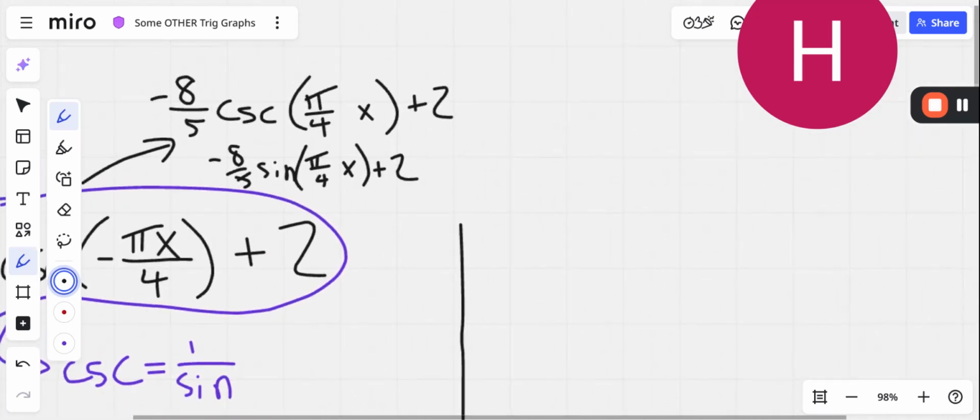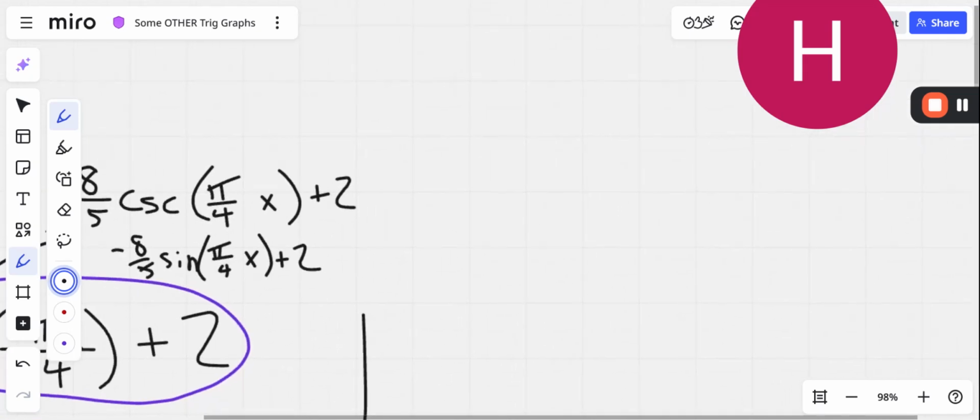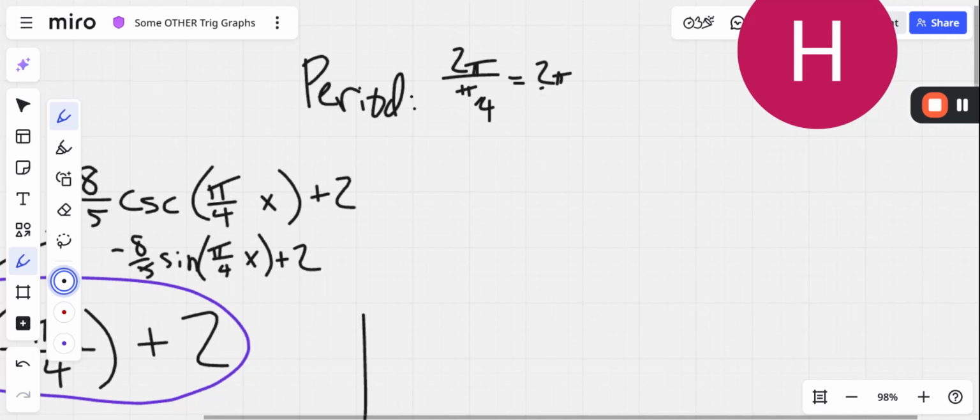Well, we need our quarter marks, and there are a couple different strategies for getting the quarter marks. For example, we see that the period is going to be 2 pi over b, which is going to be 2 pi over pi on 4. That's the same as 2 pi over 1 times 4 over pi. Here the pi's will cancel and gives us a period length of 8. So this one's pretty easy to work with.